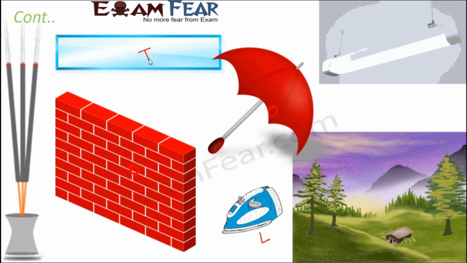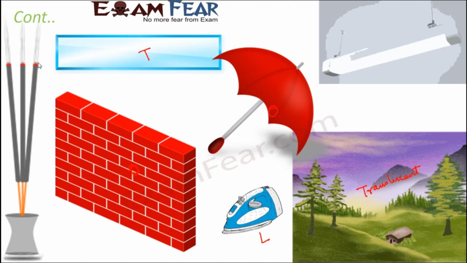So that is going to be transparent because it allows light to pass through it. You talk about fog. What happens when it's a foggy morning? Is it that you are not able to see anything through it? Not really. You are able to see things, but everything appears hazy. That's because fog is translucent. It is neither transparent nor opaque.